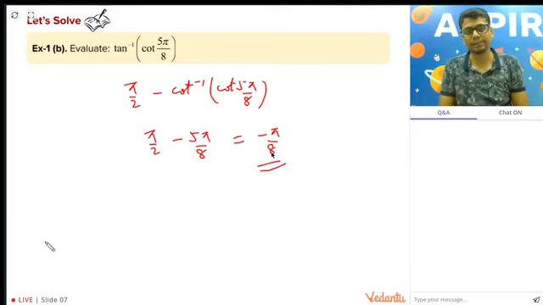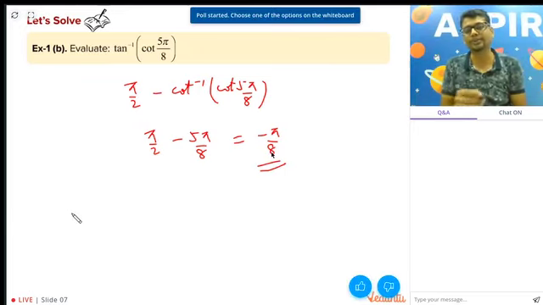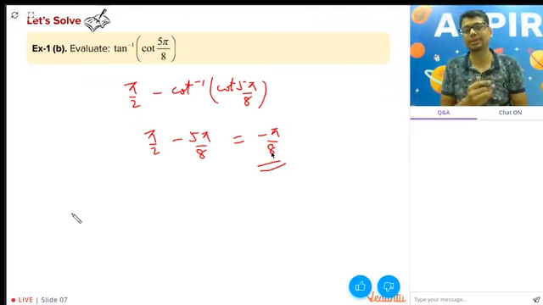Let me take a quick poll again. In case there is any doubt, please ask. Same, tan inverse x I can write as pi by 2 minus cot inverse x. And this cot inverse cot 5 pi by 8 is 5 pi by 8 only, because it lies between 0 and pi.